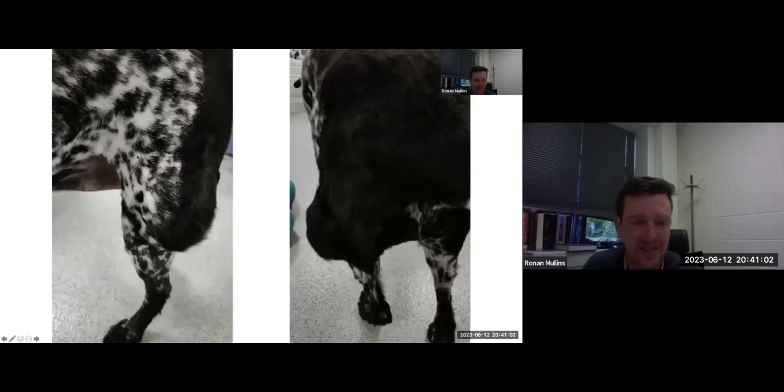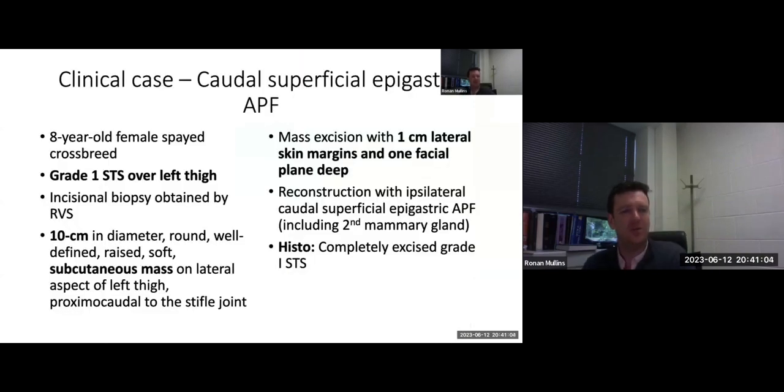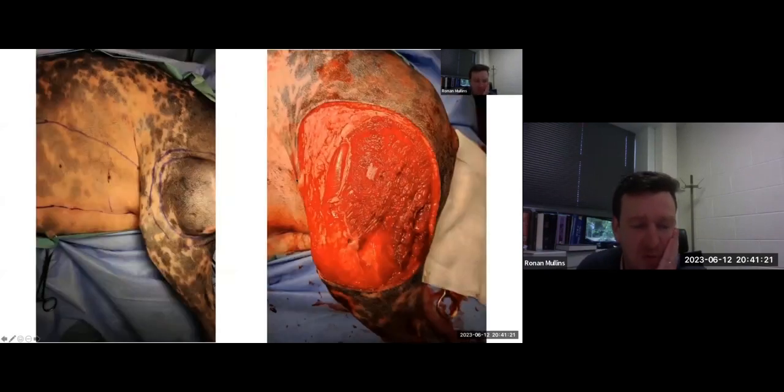This next case was a dog, an 8-year-old crossbreed with a very large grade 1 soft tissue sarcoma over the left thigh, about 10 centimeters in diameter, subcutaneous. In this case, we had a 1 centimeter lateral margin, and the deep margin consisting of fascia lata on the lateral thigh.